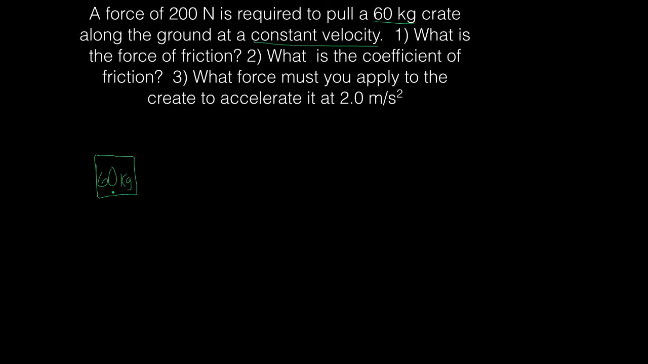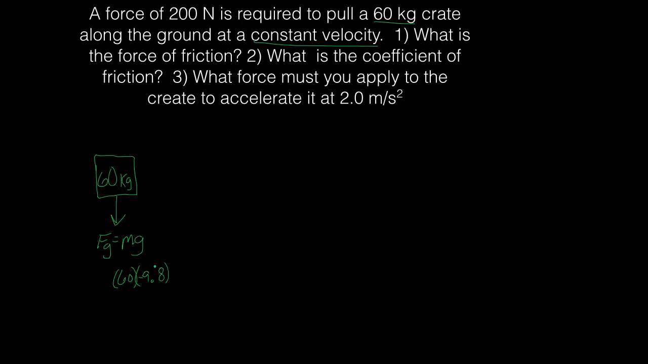And then I go through and label all the forces that I can. We always know that the force of gravity is pointing down. So we've got the force of gravity, and that is equal to the mass of the object times g, which is the acceleration due to gravity. The mass is 60, and g is a negative 9.8.